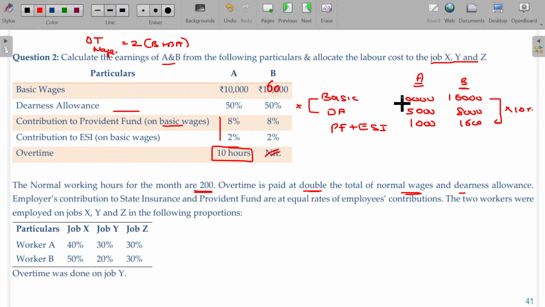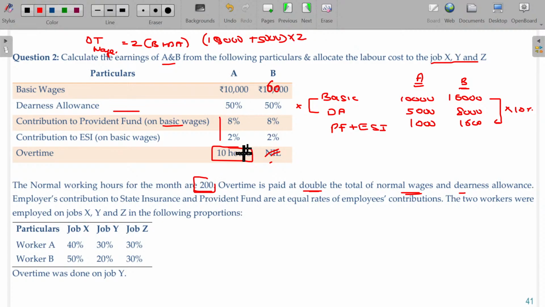Oh, so here the basic. We never bother about B. There is no overtime requirement for B, only for A. Basic being 10,000, DA being 5,000. You have to multiply 2 times. This is all about for the month.